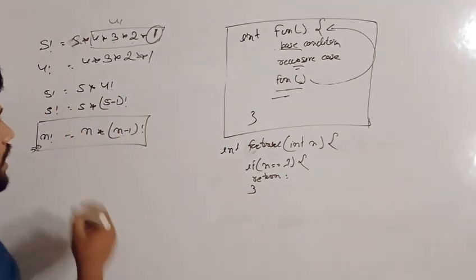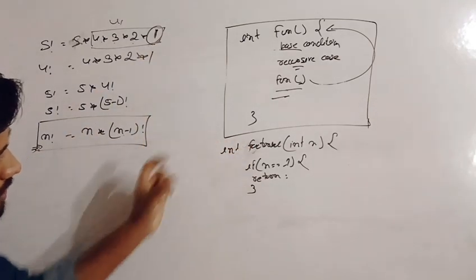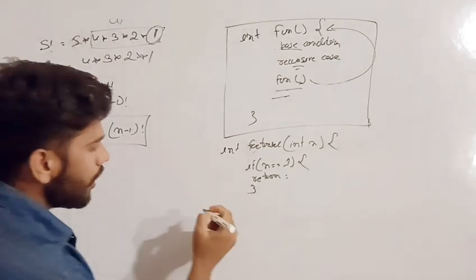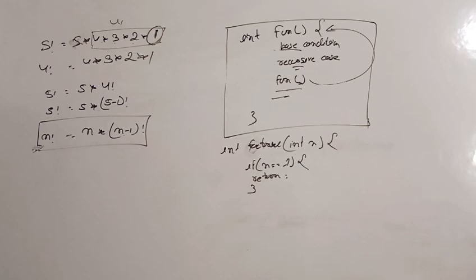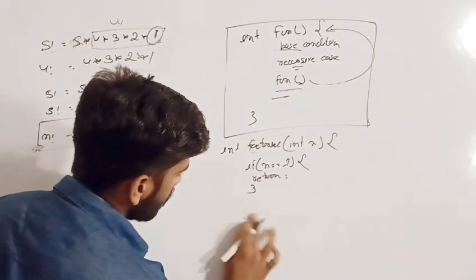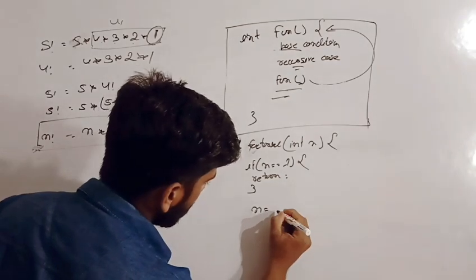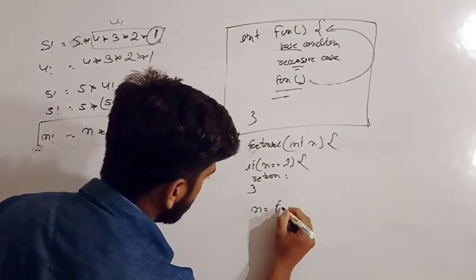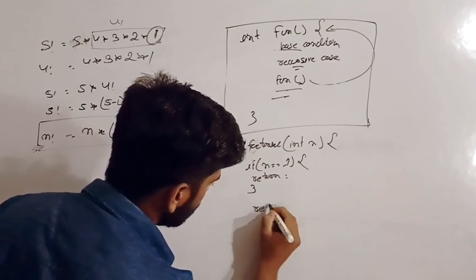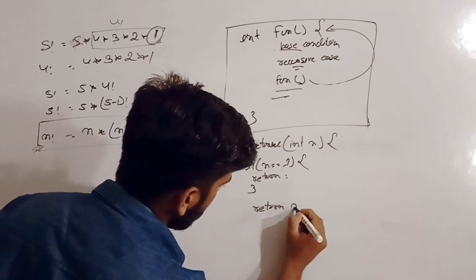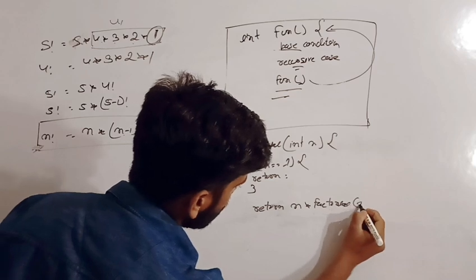Okay, when we reach 1, then this function will return. Now we have to implement this. Here, factorial n is equal to n into factorial of n minus 1. It will return n into factorial of n minus 1.